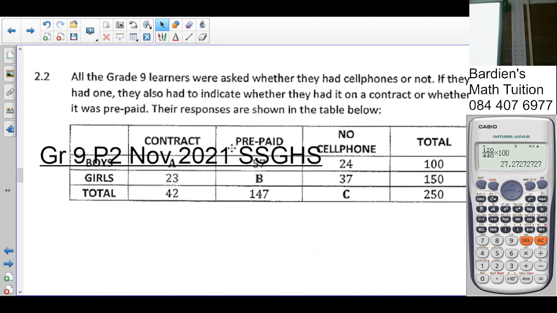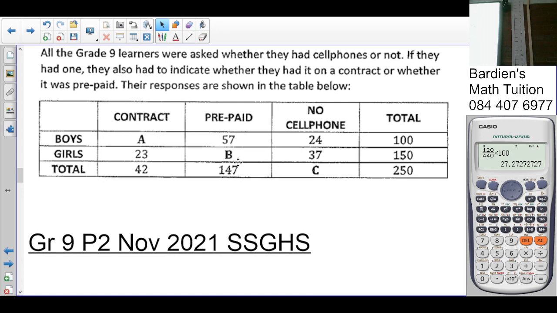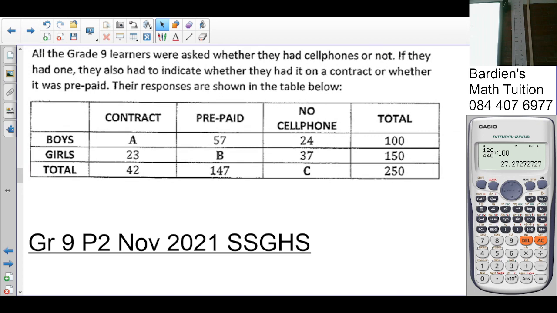In 2.2 we are told that all the grade 9 learners were asked whether they had cell phones or not. If they had one, they also had to indicate whether they had it on contract or whether it was prepaid. You guys know what contract is, no? Right. The responses are shown in the table below. This is what you call a two-way table.